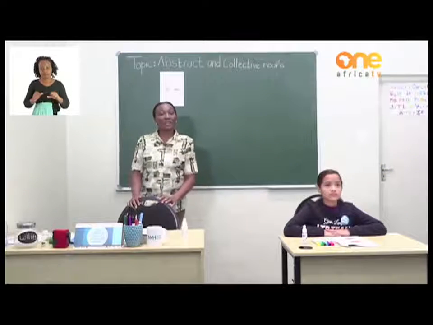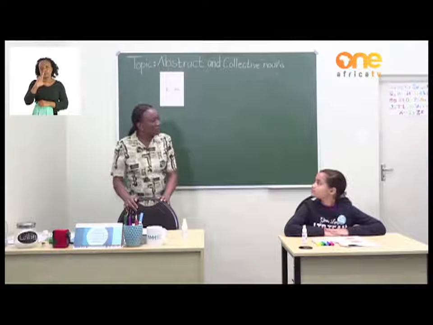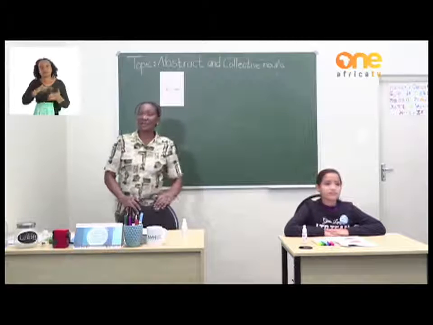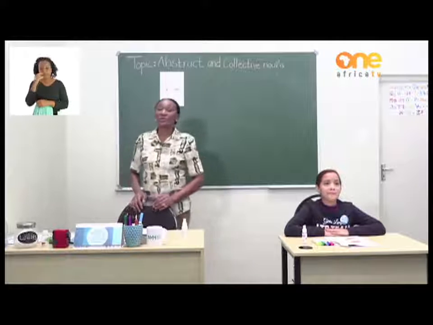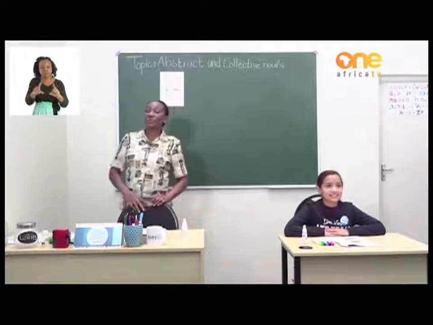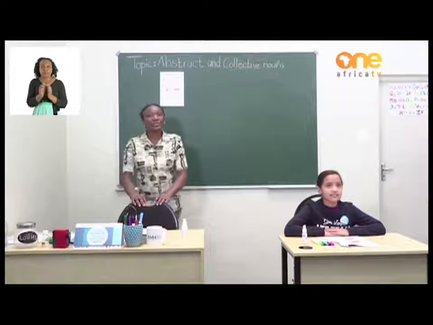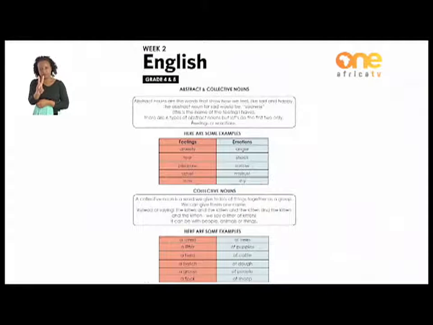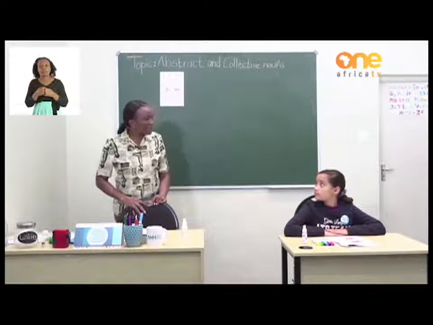We are going to move on to collective nouns. Chanel, what is a collective noun? A collective noun is a name we give to a group of people, a name we give to a group of animals, and a name we give to a group of objects. Now, we are going to look on page 16. You can see there are examples of collective nouns. Now, instead of saying the kitten and the kitten and the kitten and the kitten, we say a litter of kittens. Chanel, do you have a few examples of collective nouns?